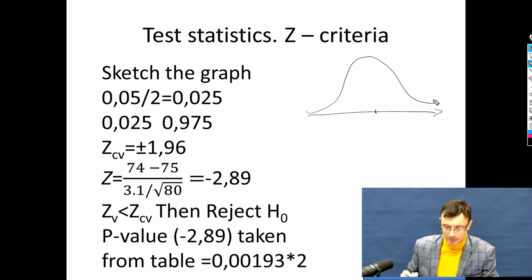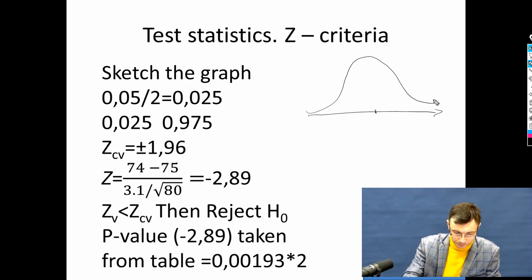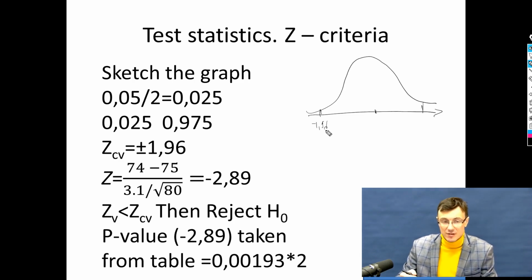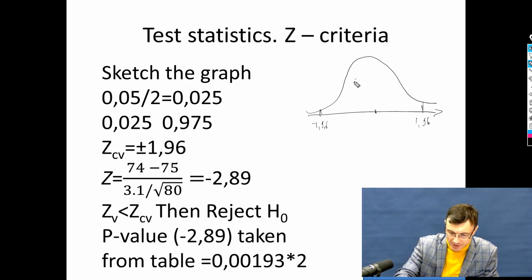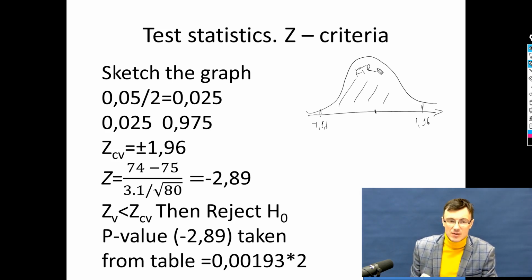So we have this area and this area, minus 1.96 and 1.96 derived from the table. So this is the area of FTR, fail to reject. If our Z criterion is in this area, we fail to reject our null hypothesis.